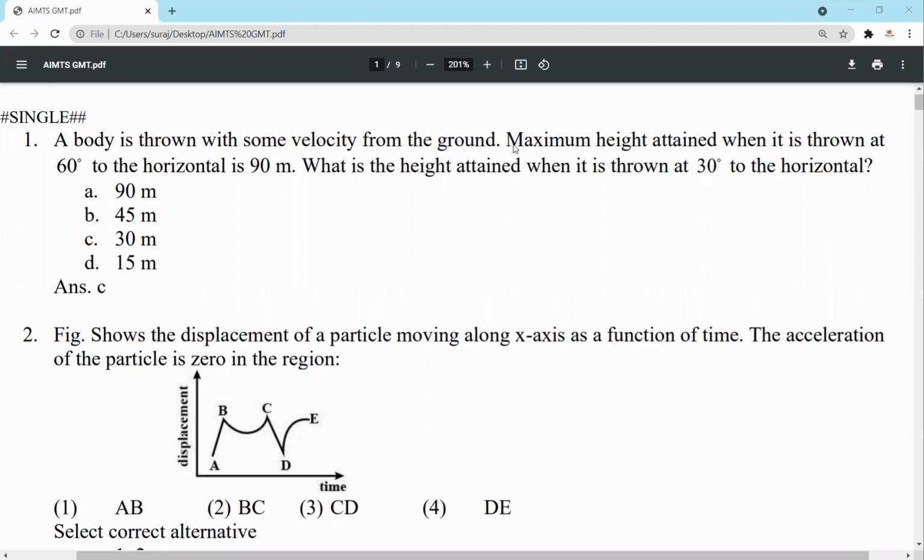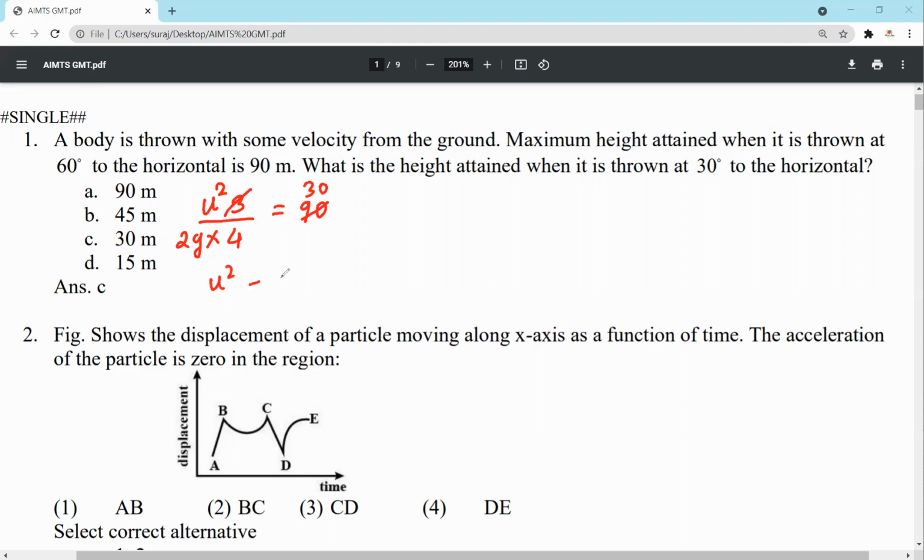Coming to the first question. A body is thrown with some velocity from the ground. Maximum height attained when it is thrown at 60 degrees to the horizontal is 90 meters. So h is given. Sine 60 degrees is root 3 by 2, whole square, so that's 3 by 4. u square sine square theta by 2g, that means into 2g. This is given as 90 meters. So 3 by 4 into 90, then this is 8 and 24.